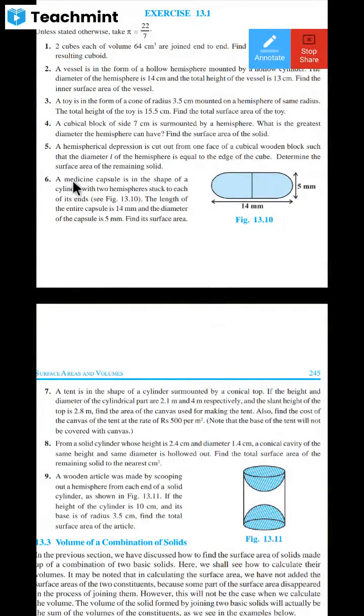Now determine the surface area of the remaining solid. Okay, this has to be understood in a particular way. Can I go to the solution? Yes, sir.